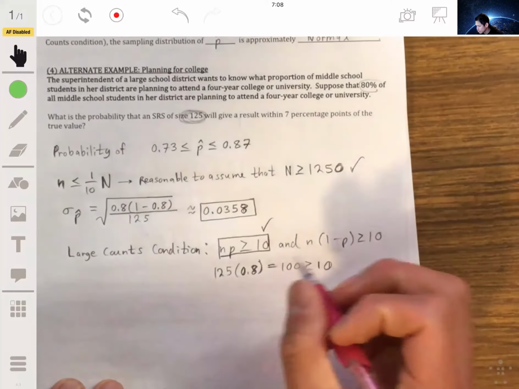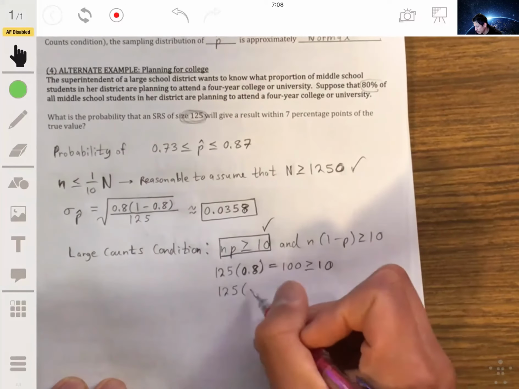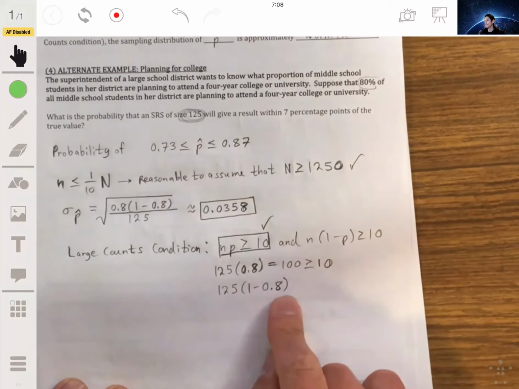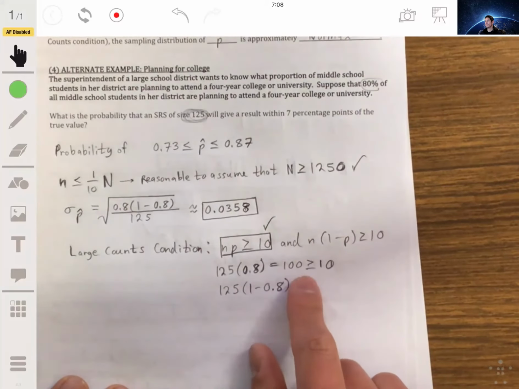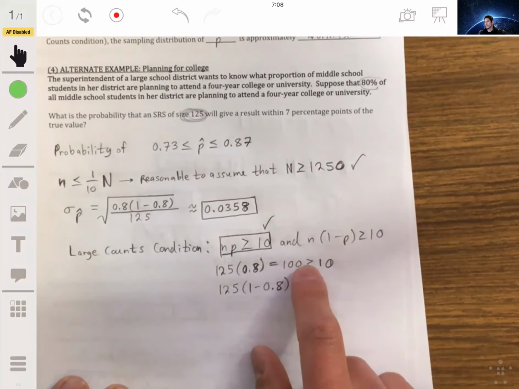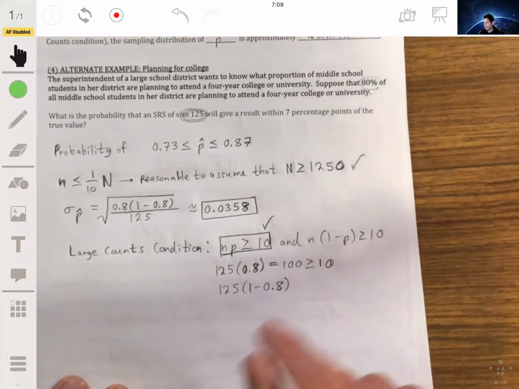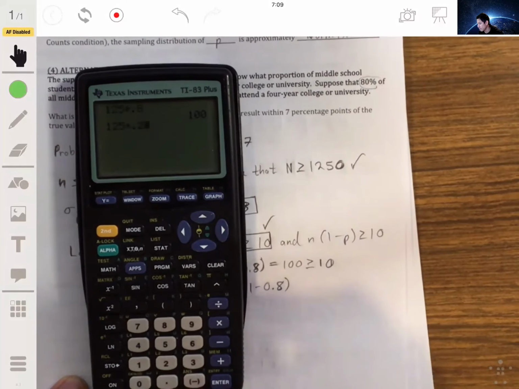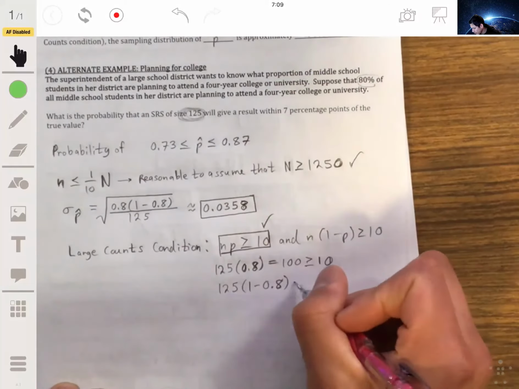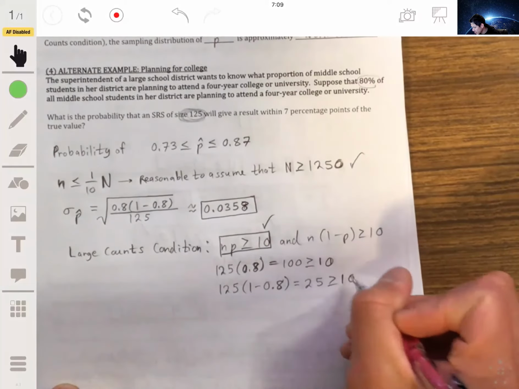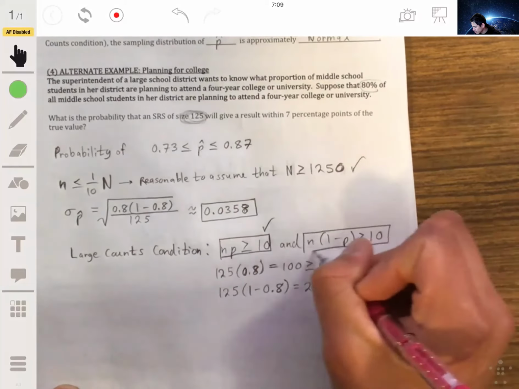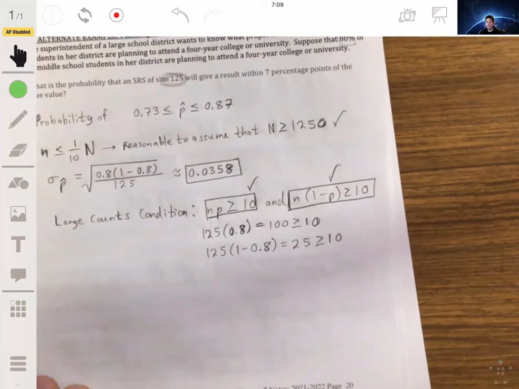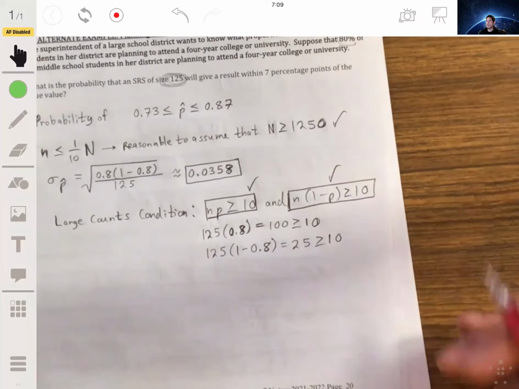Now let's check this one. So 125 times 1 minus 0.8. So 125 times 0.2. And again, I know it's going to be 25 because this plus whatever I get here has to equal n. So let's just run it so you can see it's for real. 125 times 0.2 is 25. And so 25 is at least 10. So both of those check out. So since both of these are at least 10, we can then use a normal distribution.